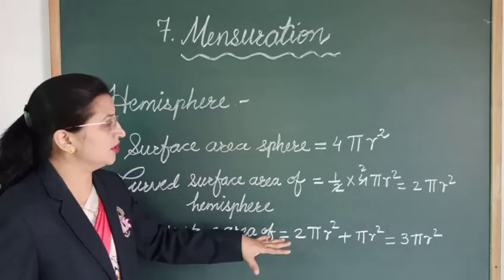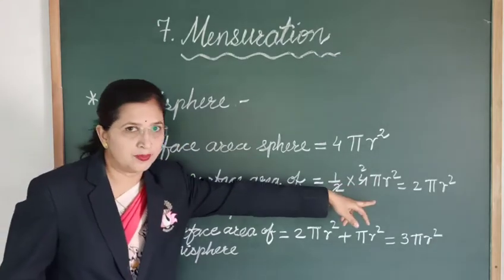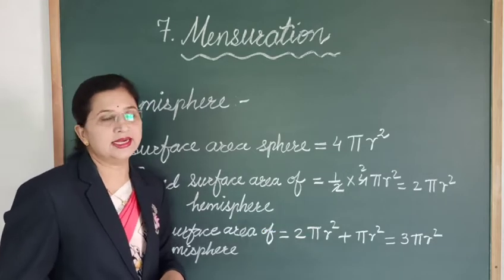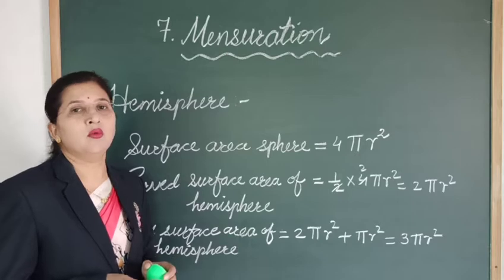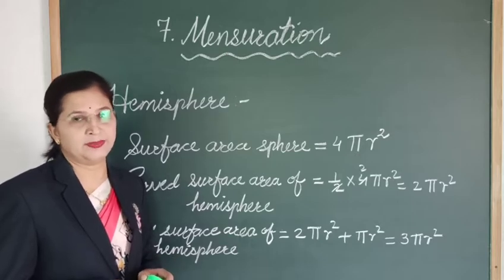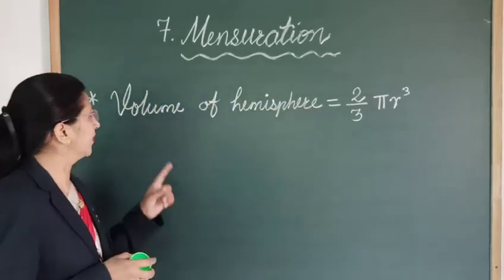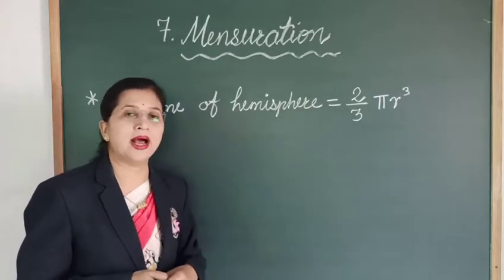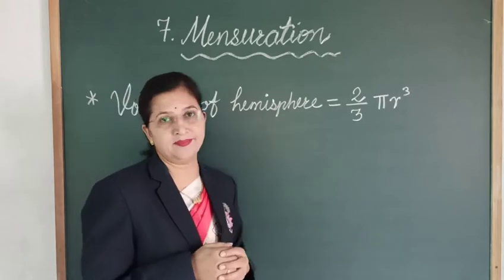So dear students, the curved surface area of hemisphere is 2 pi r square, and the total surface area of hemisphere is 3 pi r square. Now let's see the volume of hemisphere. The formula is: volume of hemisphere is equal to 2 upon 3 pi r cube. But how did this formula come?